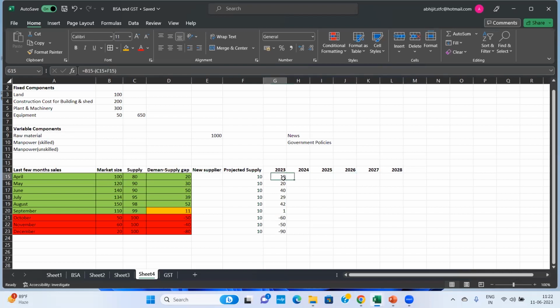So if I am selling 10 units at the rate of 500, then probably in April 2024, this is going to be my revenue. Right or wrong?